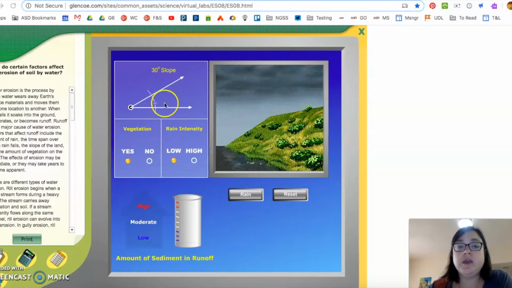If you look right here, we can explore different slopes, whether there's vegetation or not, that means whether there's plants or not, and how intense or strong the rain is. And you should be collecting this data in a data table that is already provided for you in your worksheet. So I'm going to start off first with a 30% slope. That's a steeper slope, because if you look, I can change the slope so that it's lower. So 30% is a steeper slope. And I'm going to say yes, there's vegetation and there is a low amount of rain, and I'm going to click rain.